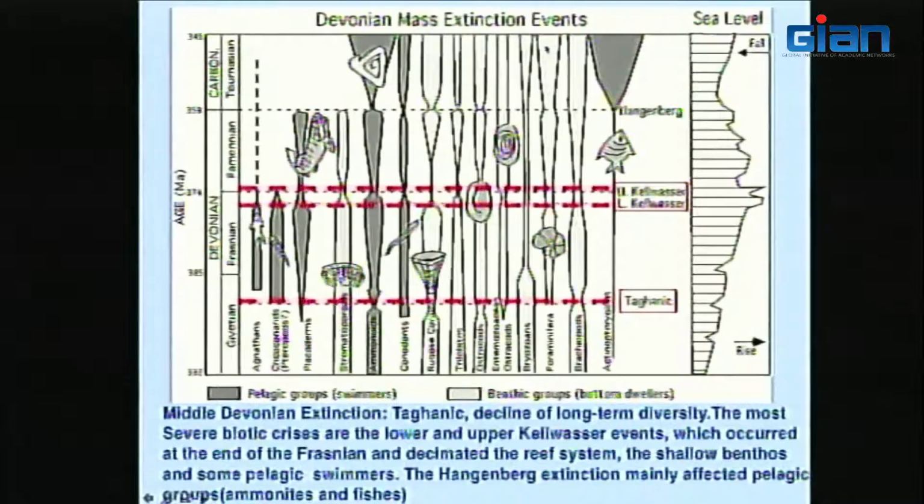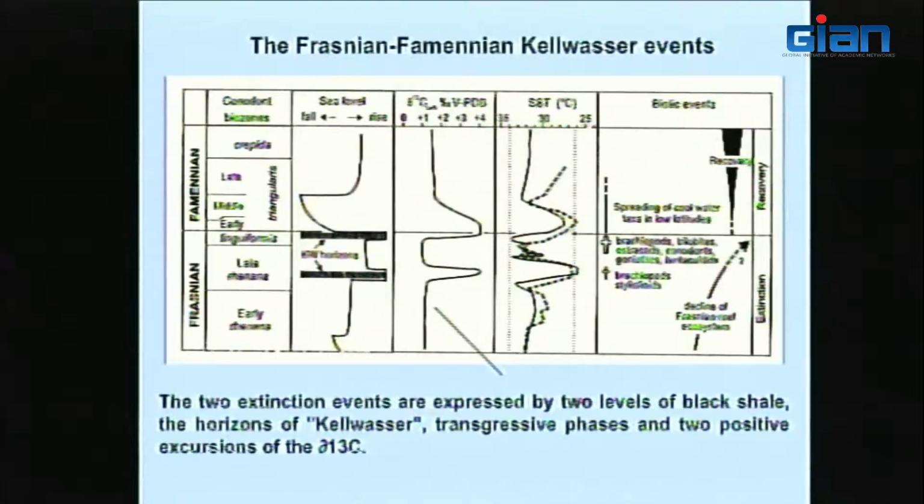And this is the most severe because, well, you don't have a lot of reefs surviving and so on. And the next one here, this was the Lower Hangenberg extinction, mainly affecting pelagic groups or nektonic groups like ammonites and fishes. Okay, so a threefold mass extinction.